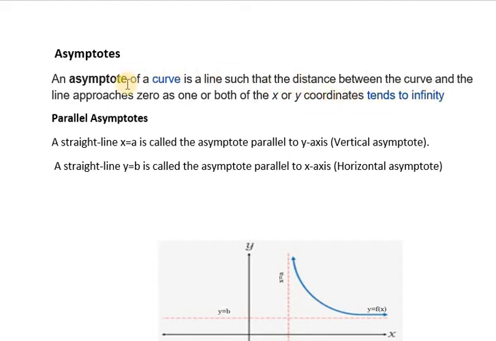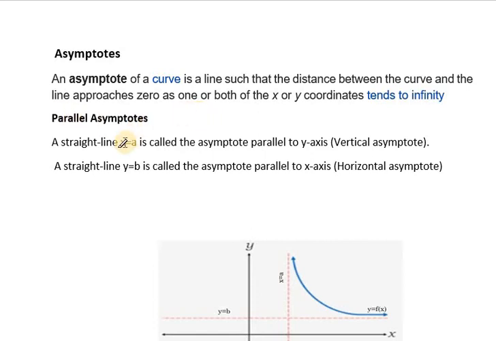That means asymptote is nothing but a tangent to the curve at infinity, either minus infinity or plus infinity. See, when you extend the curve in both the directions, it never meets that line. So it is approaching towards that line to zero, but it never meets. Those are called asymptotes. There are two types of asymptotes, parallel asymptotes and oblique asymptotes.